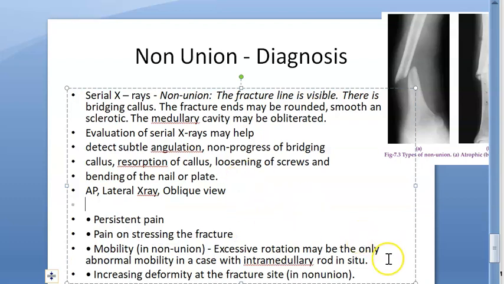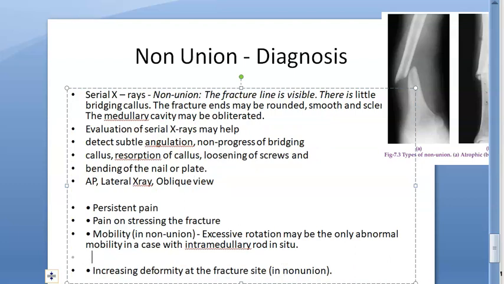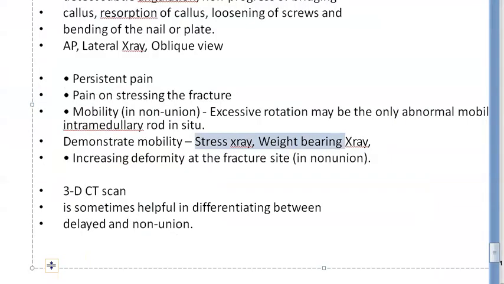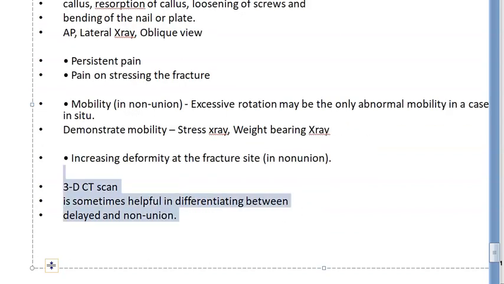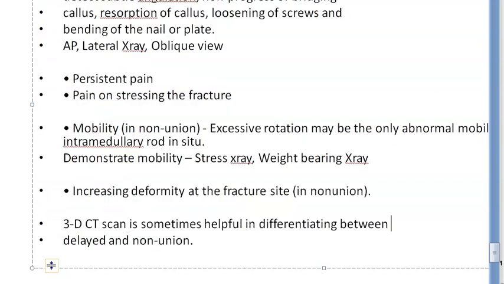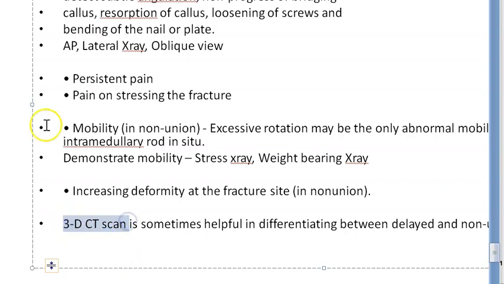Demonstrate mobility, how will you do? To demonstrate mobility, you will need a stress X-ray, a weight bearing X-ray. And if you want to confirm whether it is a delayed union or a non-union, you can use a 3D CT scan. Okay, delayed union or non-union, if you want to check, you can use a 3D CT scan.